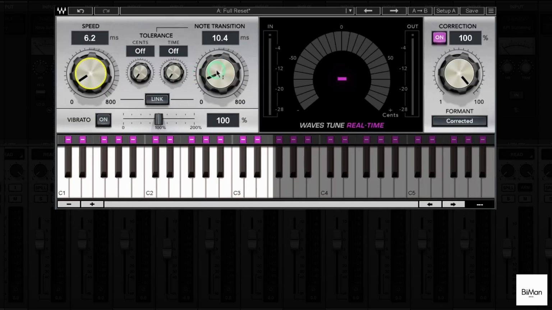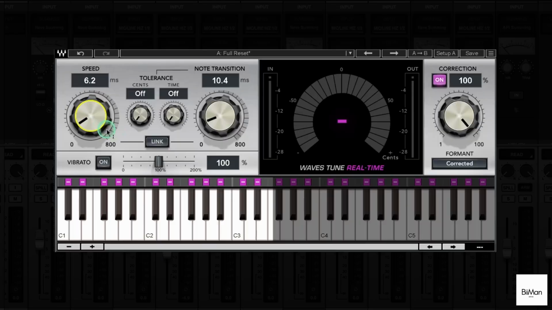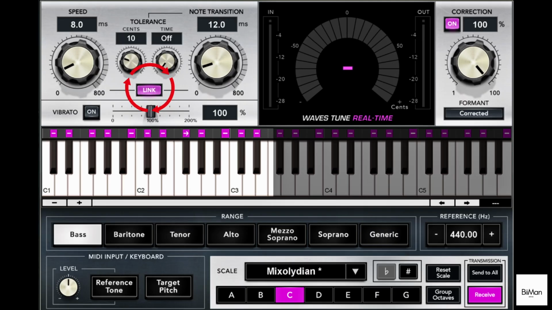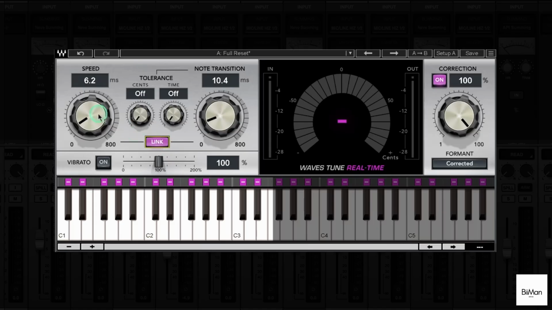So guys, after setting up the note transition, which we considered our threshold, and the speed, which we considered our attack, the next thing I always do is I engage this link control. So what this link control does, guys, is very simple. It basically links the speed control and the note transition control together. This gives you much more fine-tuning with the plugin, as you can now change both the speed and the note transition controls together.